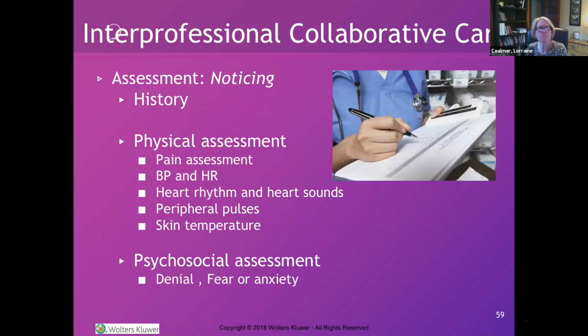All right. So get a history. What's going on? How have you been feeling? What has been happening? Were you walking, sitting, resting? What kind of pain assessment? Vital signs. Anybody know what we're looking for with the heart rhythm? Tell me what we're looking for with the heart rhythm.